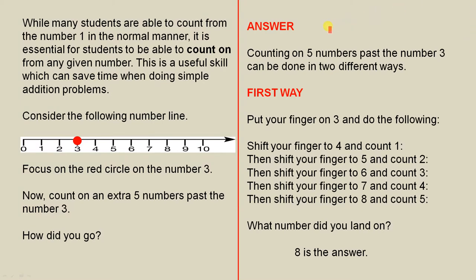Let's look at some answers. Counting on 5 numbers past the number 3 can be done in 2 different ways. Here is the first way. Put your finger on 3 and do the following. Shift your finger to 4 and count 1. Shift your finger to 5 and count 2. Shift your finger to 6 and count 3.